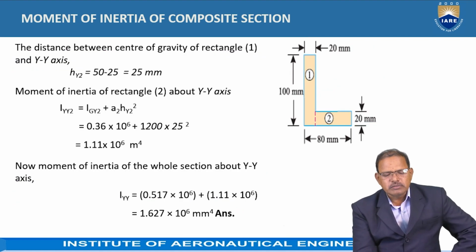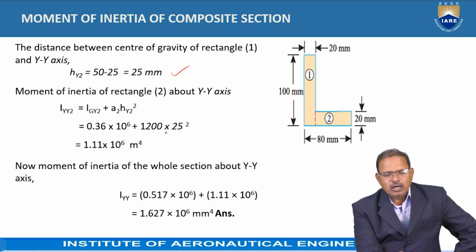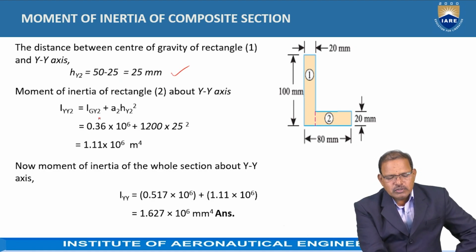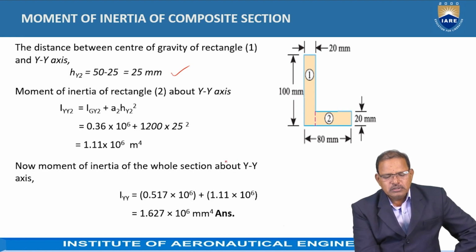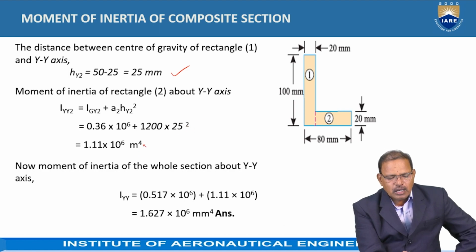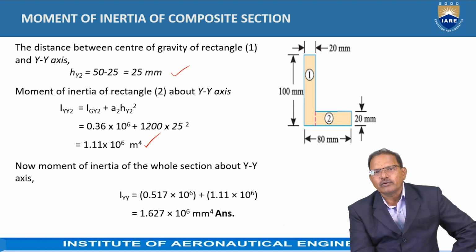Similarly, the distance between the centroid of the whole section and the centroid of section 2 is equal to 50 minus 25, which is equal to 25 mm. So according to the parallel axis theorem, Iy2 is equal to Ig(y2) plus A2 Hy2 squared, which is equal to 0.36 into 10 to the power of 6 plus A2, which is 1200, into the distance 25 squared. On calculation, we got 1.11 into 10 to the power of 6 mm to the power of 4.